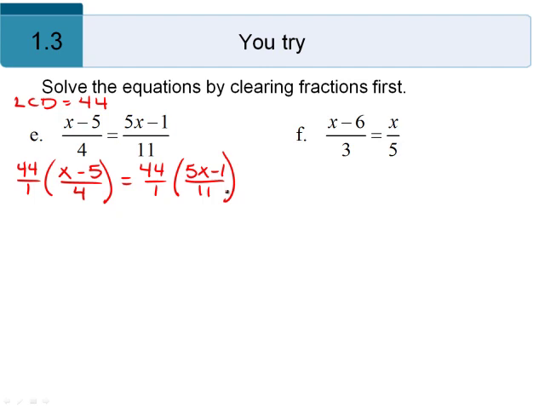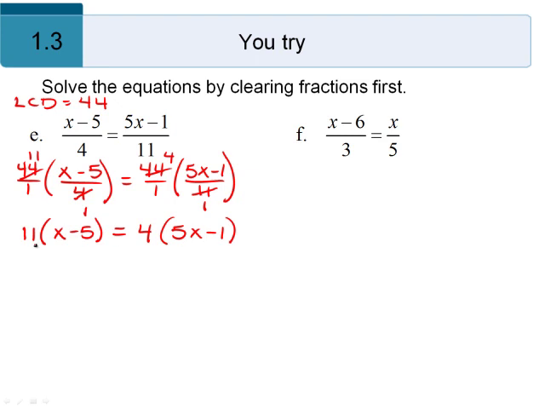Okay. So on this first fraction over here on the left, I can divide and cancel by 4. That's going to leave 1 and 11. So here's where you have to be careful. You're going to have 11 times x minus 5. That has to stay in parentheses or your answer is going to be all messed up and wrong. Over on the right hand side, if I divide by 11, that leaves 1 and 4. So I have 4 times 5x minus 1.